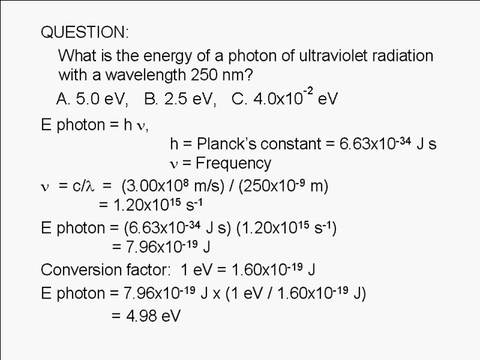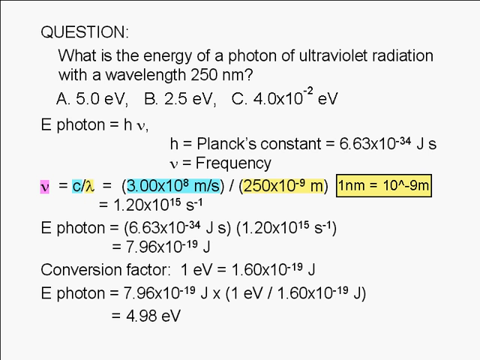The frequency of an electromagnetic wave is equal to the speed of the wave, c, divided by the wavelength, lambda. The speed of an electromagnetic wave is 3.00 times 10 to the 8th meters per second, and we're given a wavelength of 250 nanometers. For unit consistency, the wavelength we plug into our formula must be in meters. So we change 250 nanometers to 250 times 10 to the negative 9 meters, since a nanometer is equivalent to 10 to the negative 9 meter.